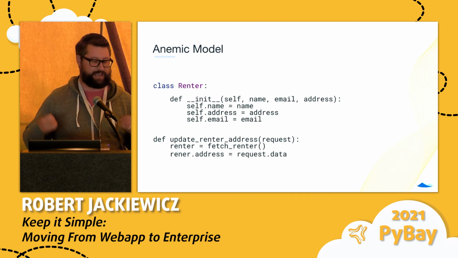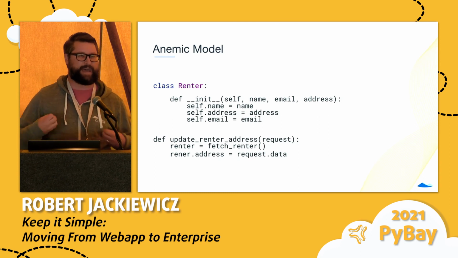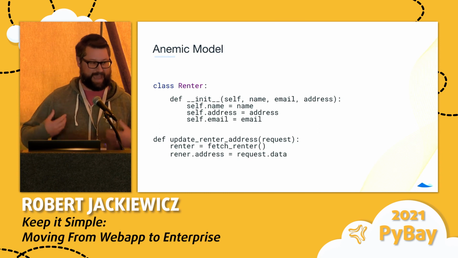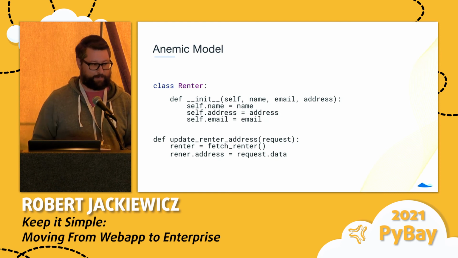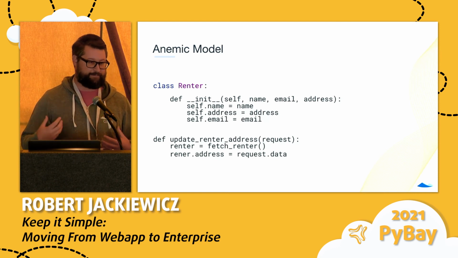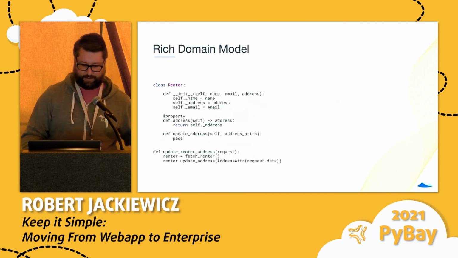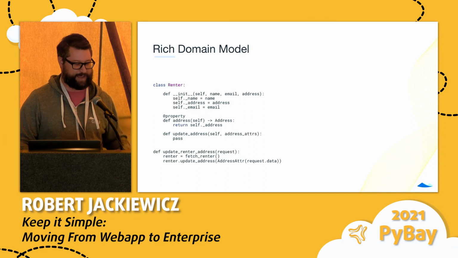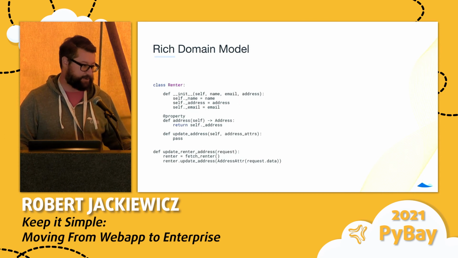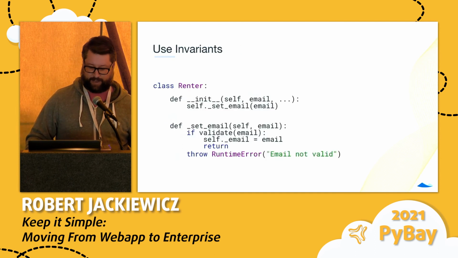And unfortunately, anemic models come up a lot when you're using ORMs because we don't actually put methods on them to help them manage themselves. So we're kind of breaking that classic OOP theory of you have command methods that change internal state. So this is a rich domain model. The only difference here is we actually have a method called update address, and this is where the object can change itself, and all the logic lives in one spot.